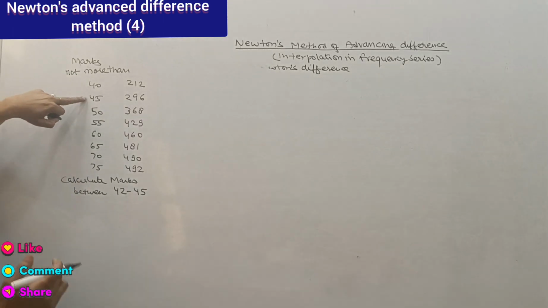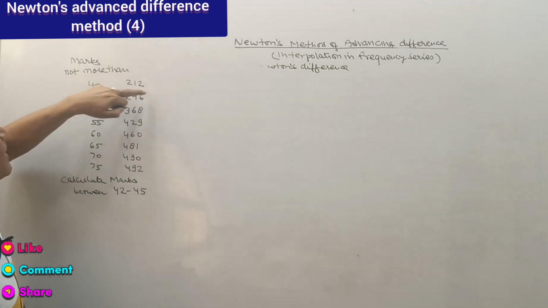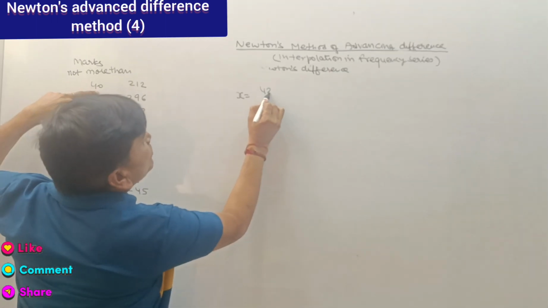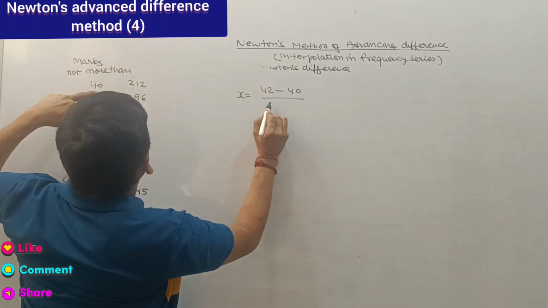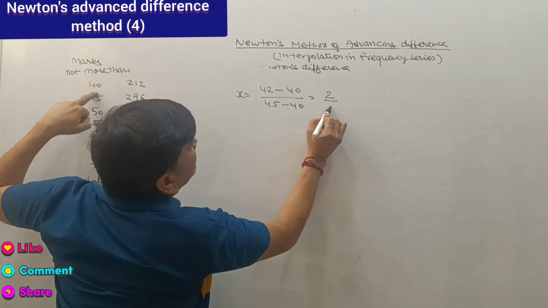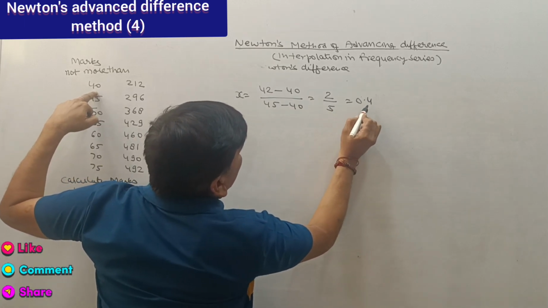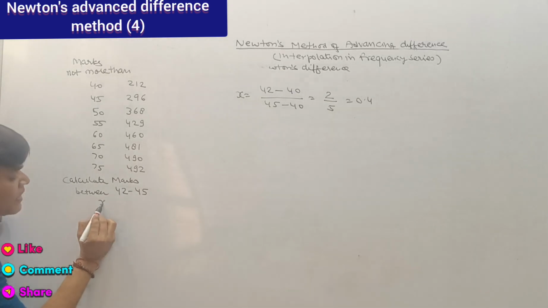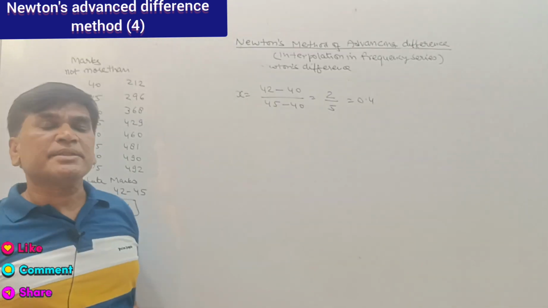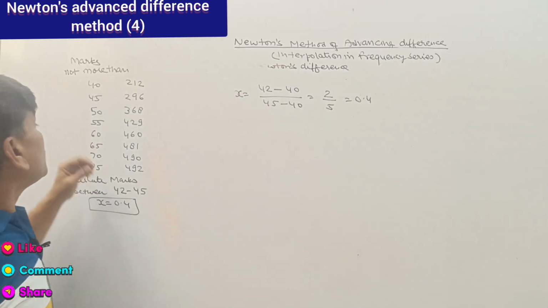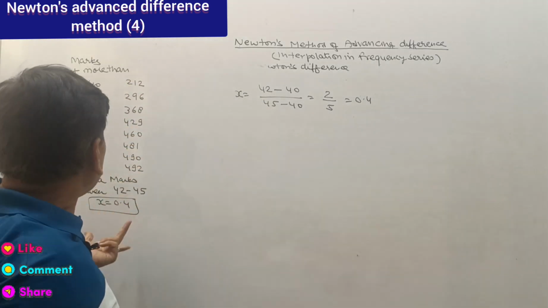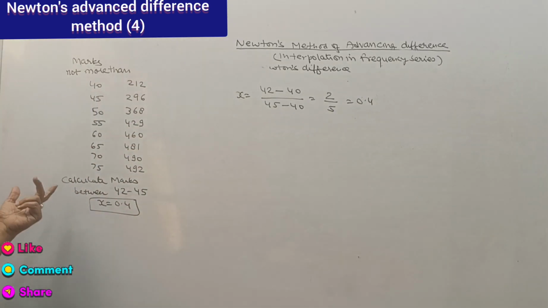This is the task: we have to calculate the marks between 42 and 45. Marks less than 45 is available, so we have to interpolate only for 42. So x is 42 minus the origin, divided by the difference, that is 2 divided by 5, which is 0.4. So the x value we have calculated is 0.4. For the marks between 42 and 45, 42 interpolation is required. We can change this also, no problem at all.